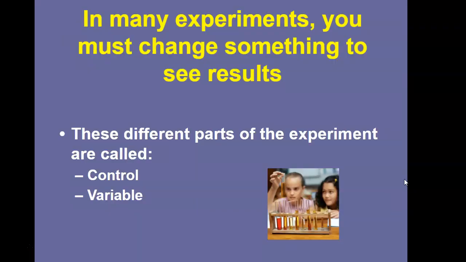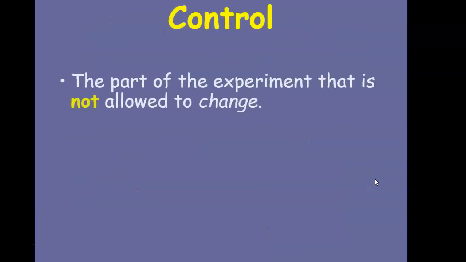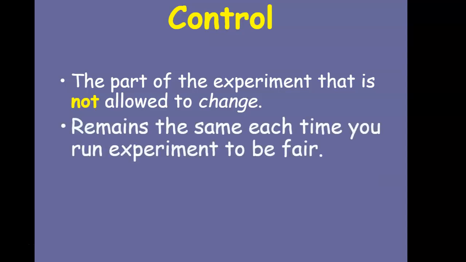In many experiments, you must change something to see a result occur. These different parts of an experiment have names, and those are called the control and the variable. In an experiment, the control is the part of the experiment that is not allowed to change. This is whatever is going to remain the same each time you run the experiment, so that you will have an experiment that is fair.